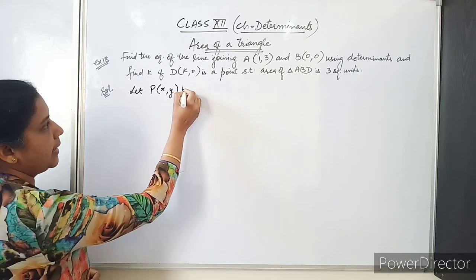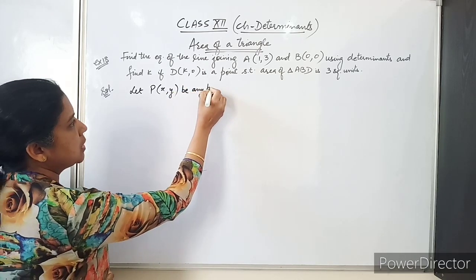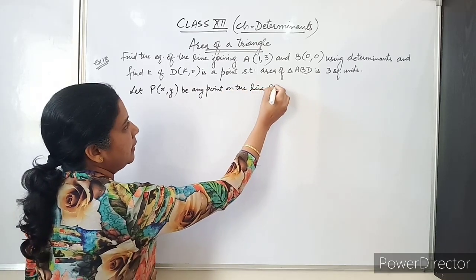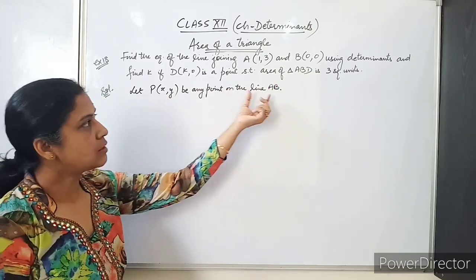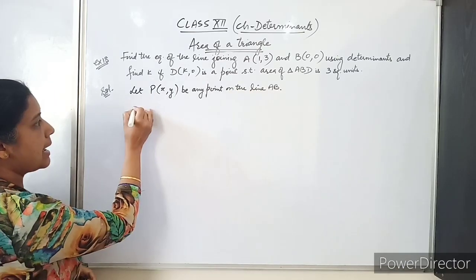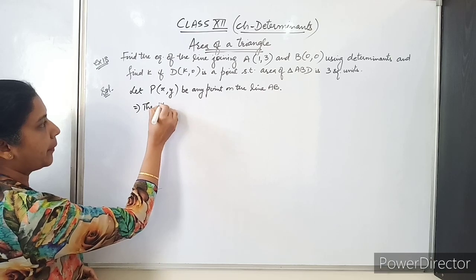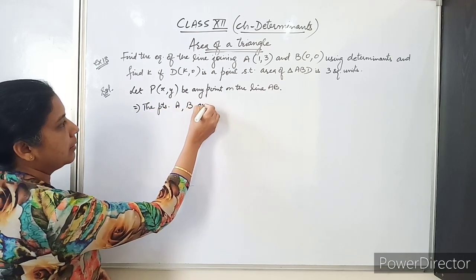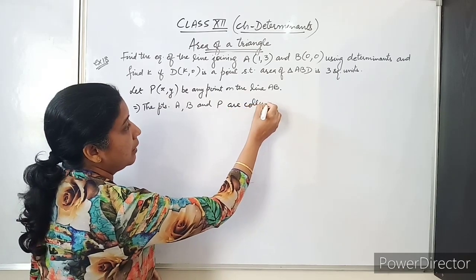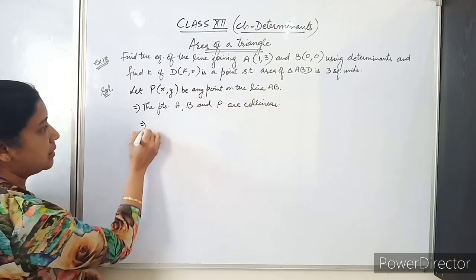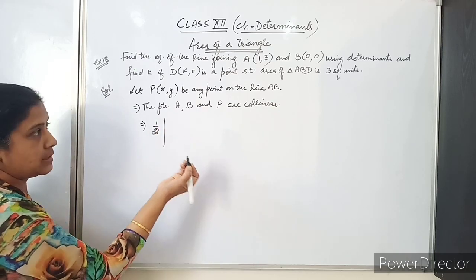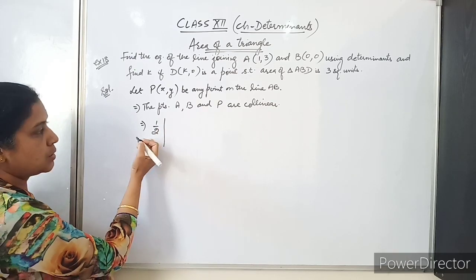So let P(x, y) be any point on the line AB. If P lies on the line AB, it means I can say that the points A, B, P are collinear. They are lying on the same straight line, so they are collinear. And if the points are collinear, the area of the triangle formed by these 3 points must be 0, as we have discussed in the beginning of this video.